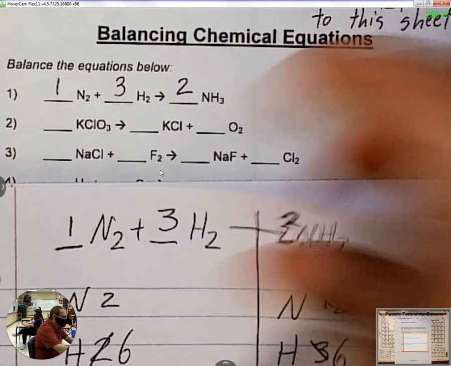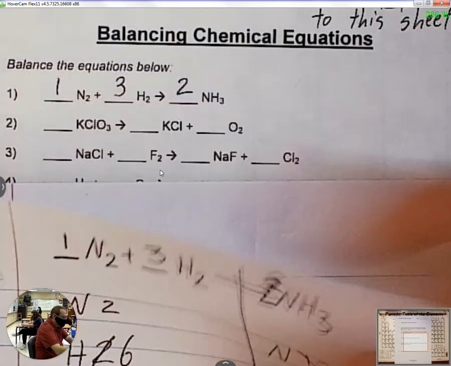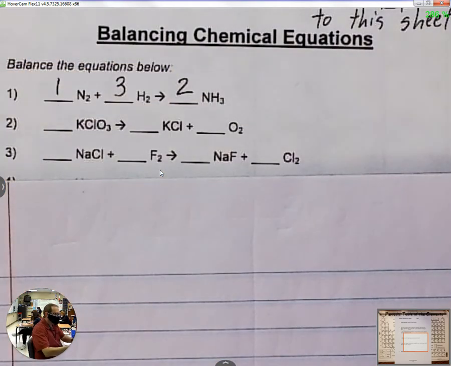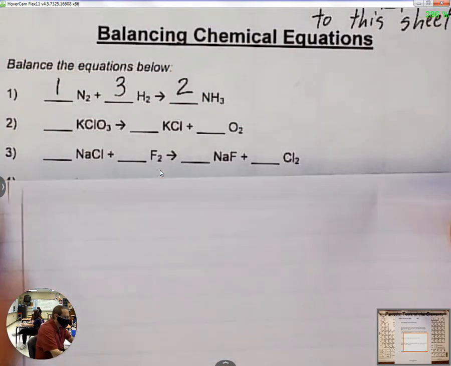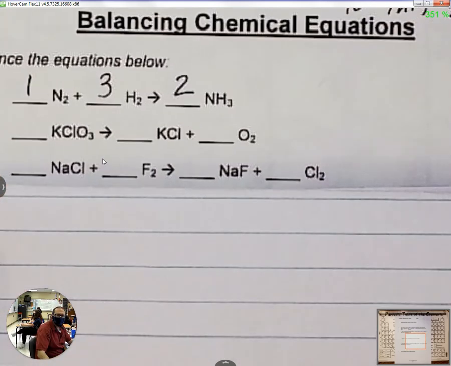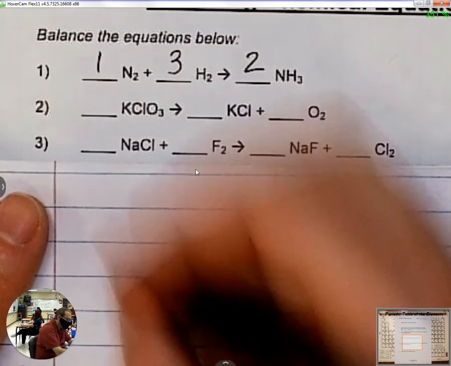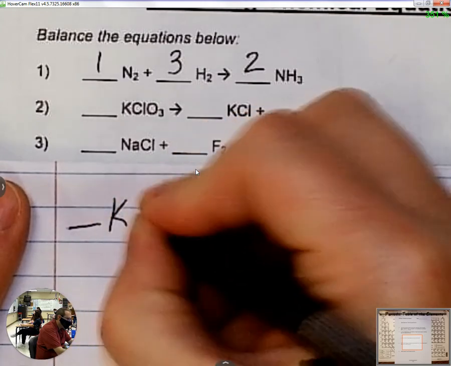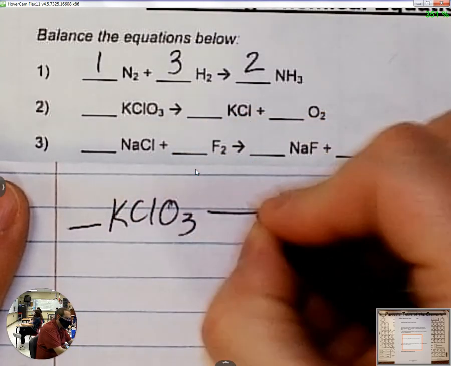I'm going to rewrite the entire equation. Okay, Grady, so let me fold this to get out of the way. I'm going to rewrite my entire equation: KClO3 yields KCl plus O2. And I need to be sure and put my blanks.